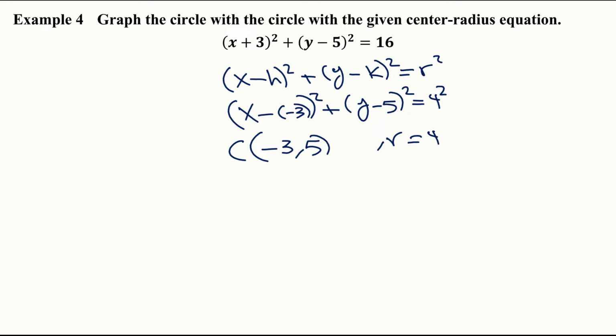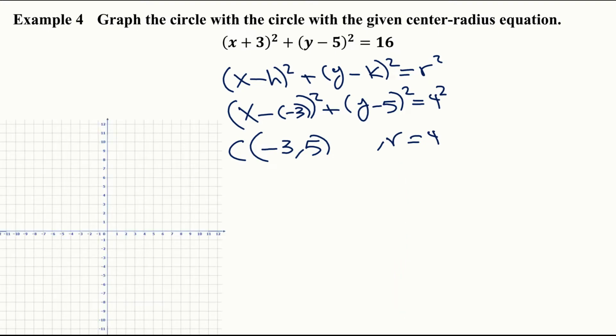So to graph it is pretty simple. You're just going to start at the center. Let me actually get a nice graph going here for you. Hold on. Okay, so we'll start at negative 3, 5. So starting at 0, 0, we're going to go left 3, up 5, right? That's going to be our center. As you know, of course, the center of a circle is not on the circle. All right, it's very important in defining the circle, but it's not one of the points on the circle, right? So the radius is 4.